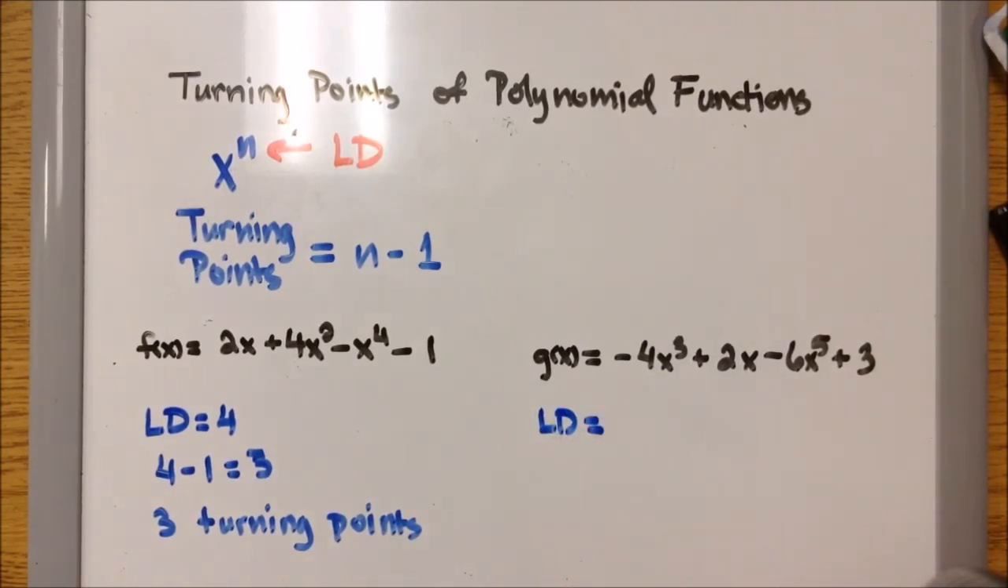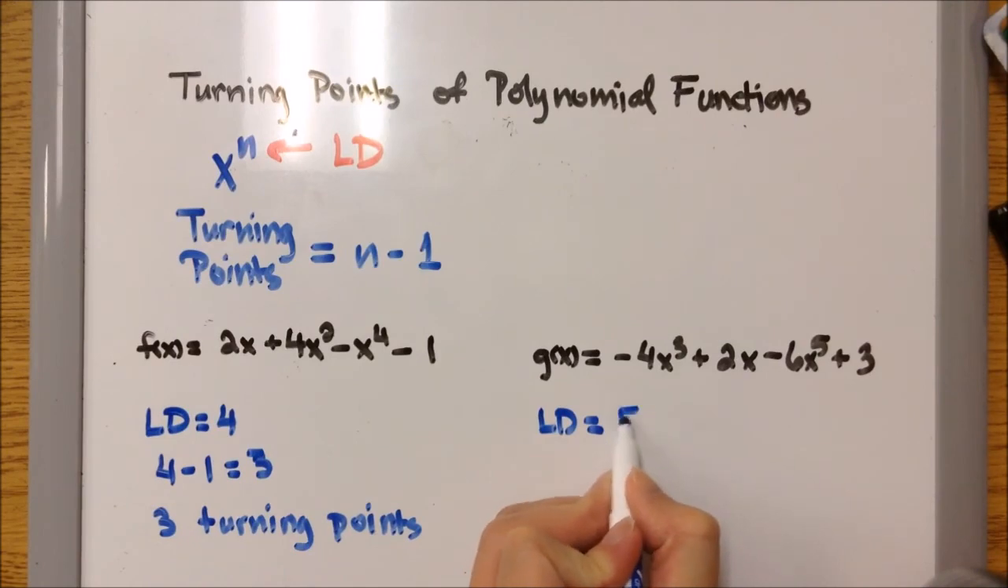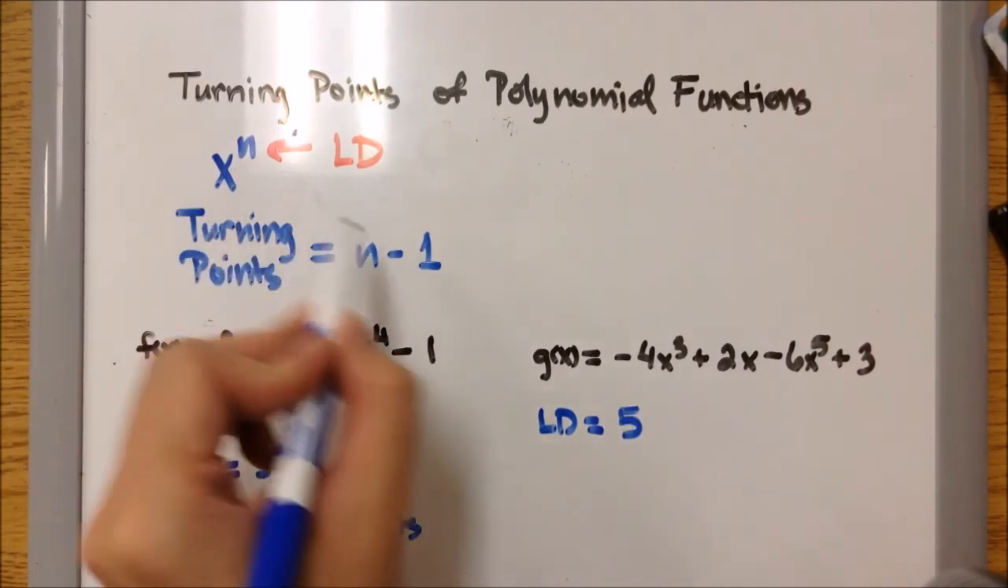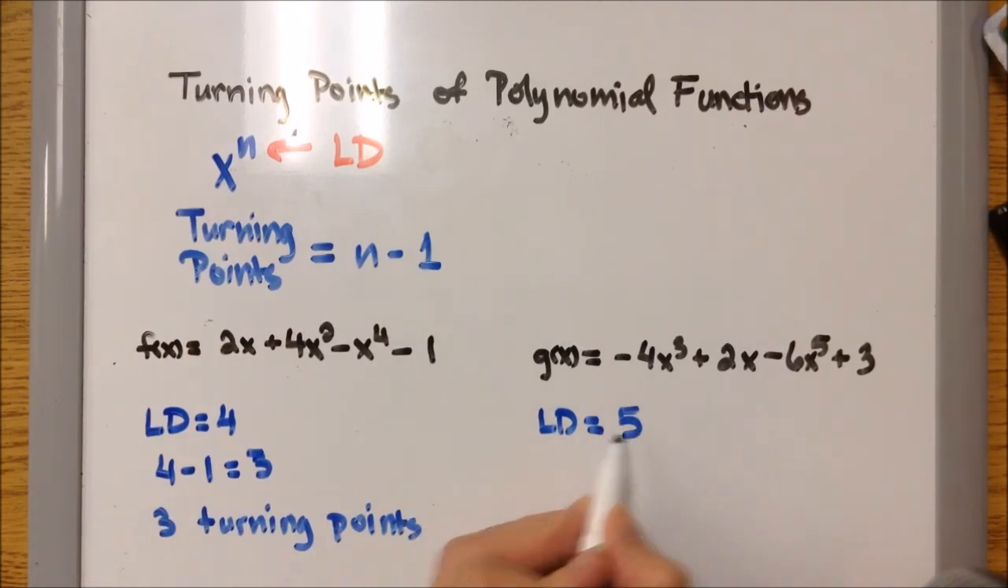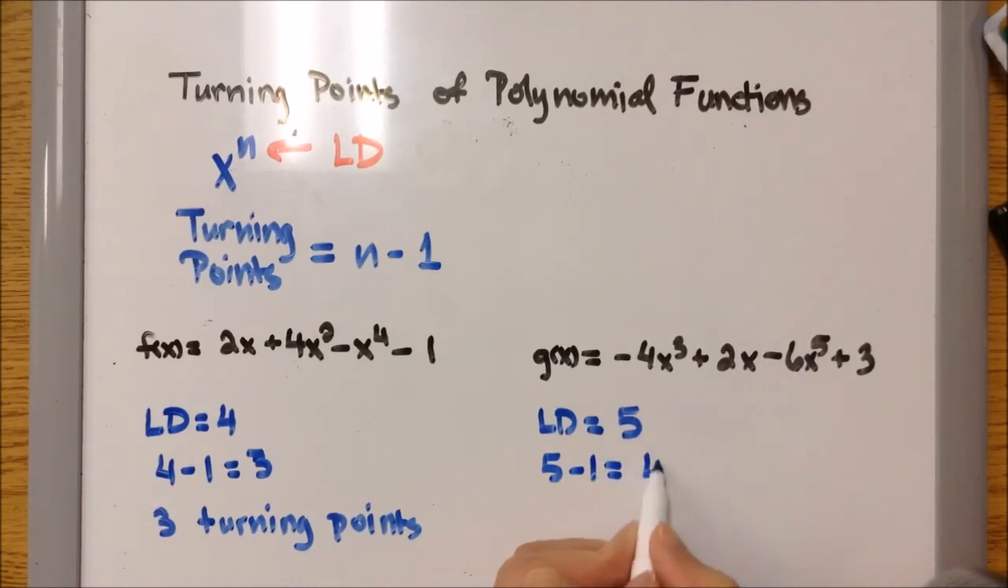So let's take a look. G of x equals negative 4x to the third plus 2x minus 6x to the fifth plus 3. So our exponents are 3, an invisible 1, and 5. Out of those, our highest is 5. So we're going to write 5 here. Now following this rule for turning points, I'm going to do 5 minus 1, which is 4. So the graph of this function should have 4 turning points.